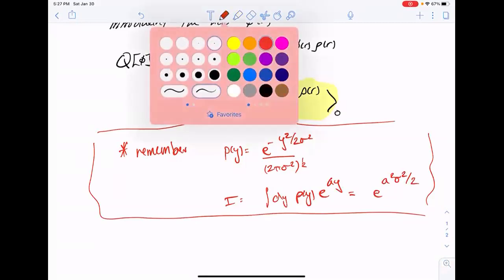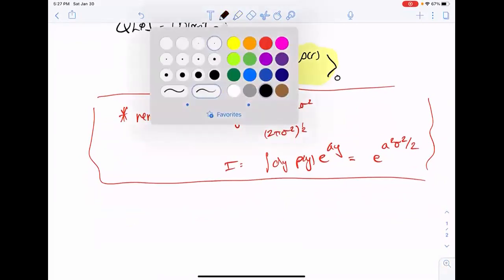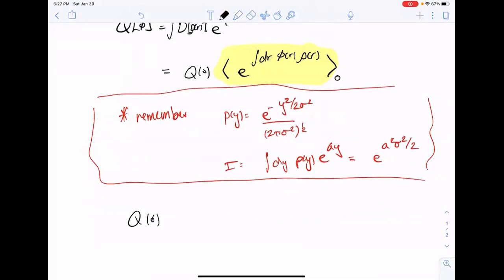And we can essentially evaluate it by pattern matching if you don't want to go through all the algebra. The partition function in the presence of the field will be proportional to exponential of 1/2. Now playing the role of a is phi of r. It comes with an integral, so we have to integrate over r. A gets squared, so we have to integrate over r prime. A phi of r, a phi of r prime. Playing the role of sigma squared is chi. So we have that correlator sandwiched in between.